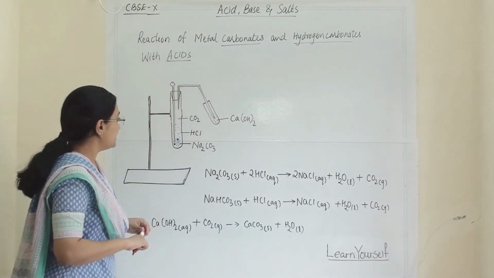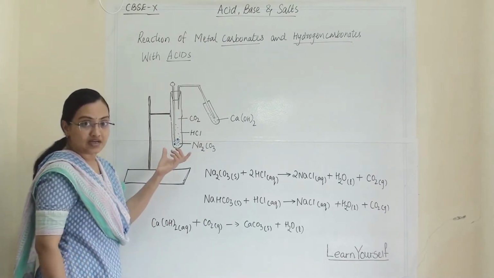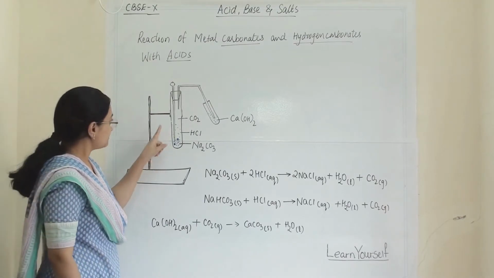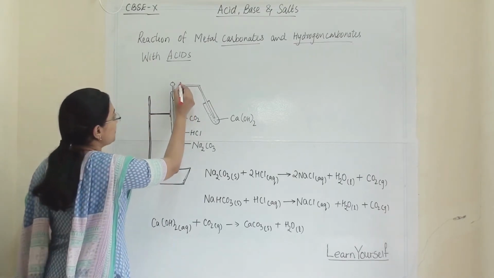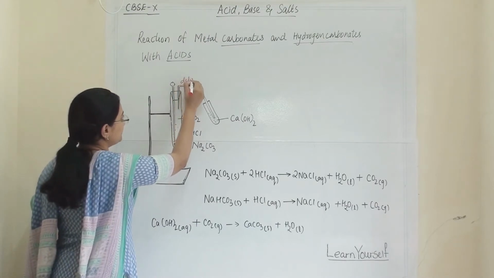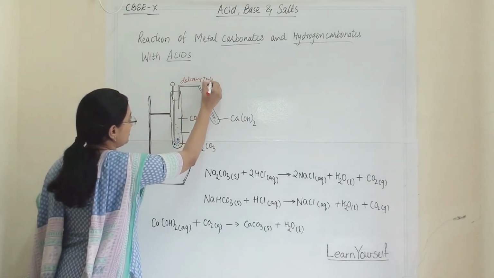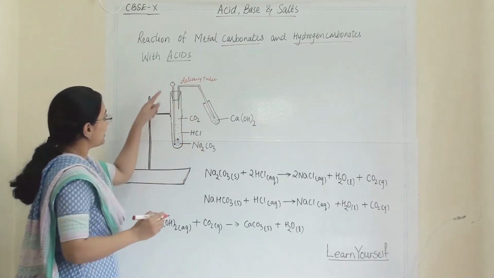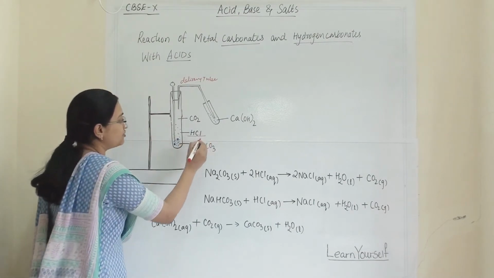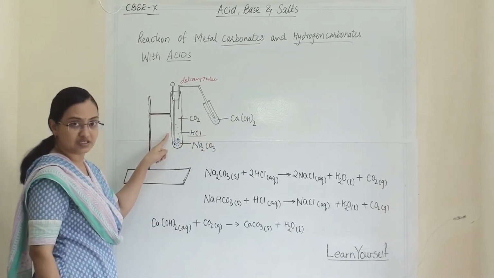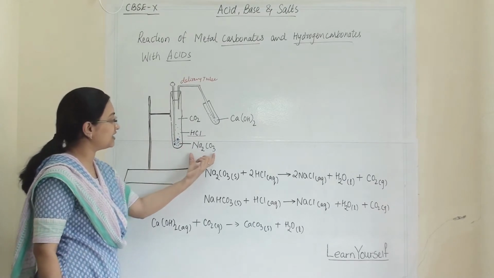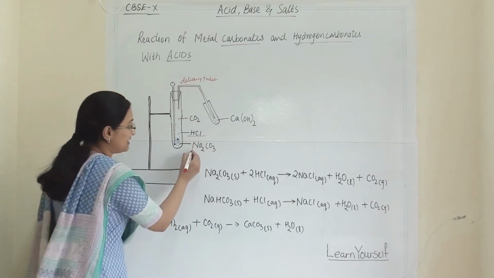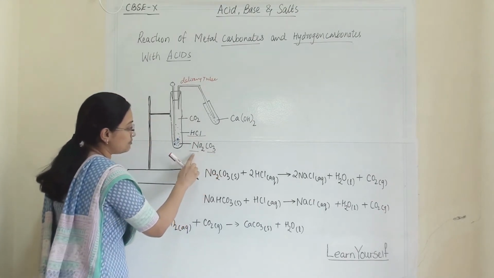For this, let us conduct one experiment in which I have taken a big test tube. Into that goes one delivery tube, which will pass a gas. This is a thistle funnel. From that, a drop-wise addition of hydrochloric acid will be made into this test tube. And in the test tube, I have taken sodium carbonate, Na2CO3. So this is metal and this is carbonate. So this is a metal carbonate.